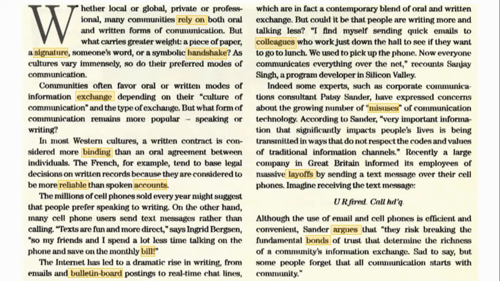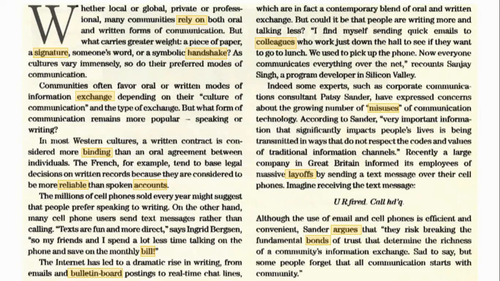So I'm going to start reading. Please follow the reading and pay attention to my pronunciation. It says, whether local or global, private or professional, many communities rely on both oral and written forms of communication. But what carries greater weight? A piece of paper, a signature, someone's word, or a symbolic handshake? As cultures vary immensely, so do their preferred modes of communication. Communities often favor oral or written modes of information exchange depending on their culture of communication and the type of exchange. But what form of communication remains more popular, speaking or writing?